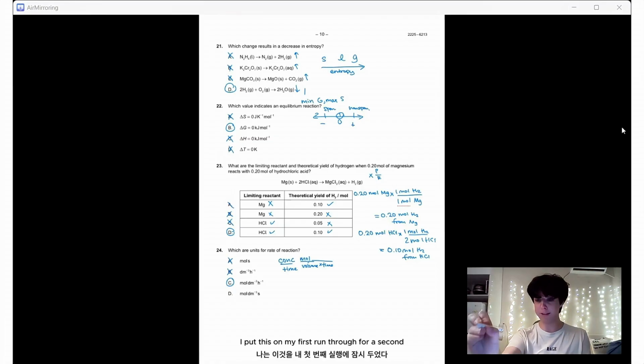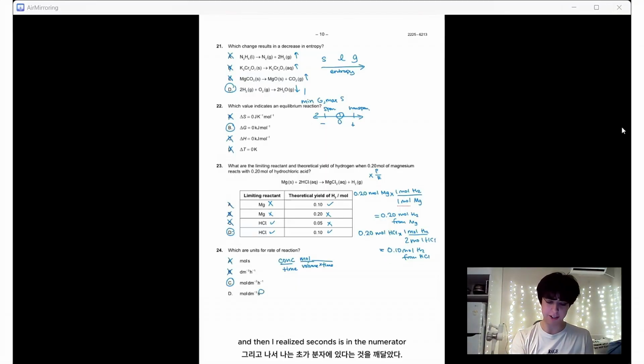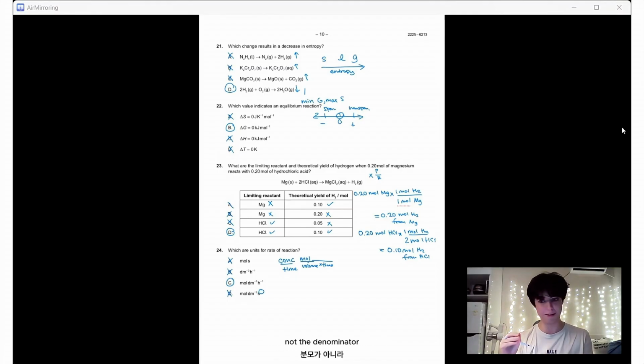I put this on my first run through for 0.5 seconds. And then I realized seconds is in the numerator. That's not right. That's not a rate. And so that would be wrong, even though it's seconds. We're familiar with seconds, but because it's in the numerator, not the denominator, it's not good for a rate of reaction. So that one, number 24, is C.